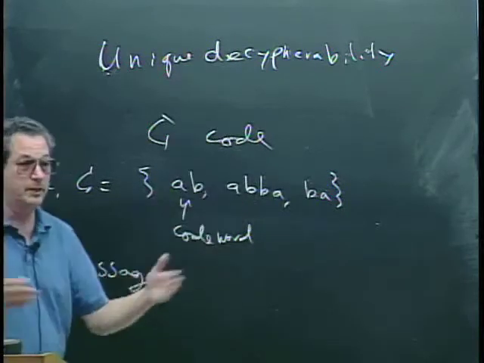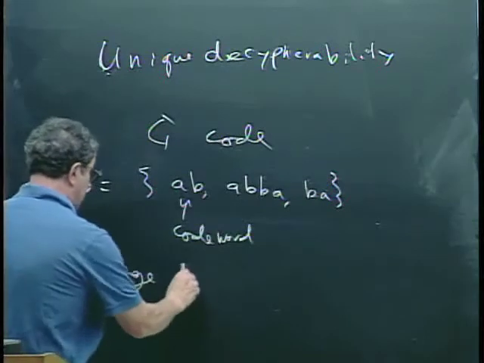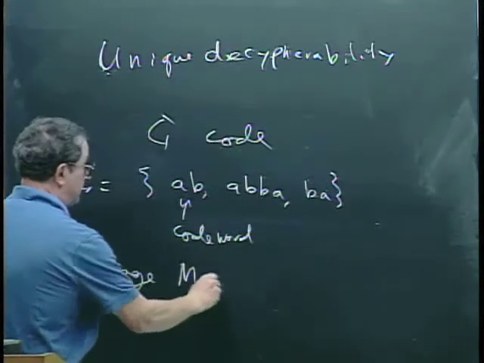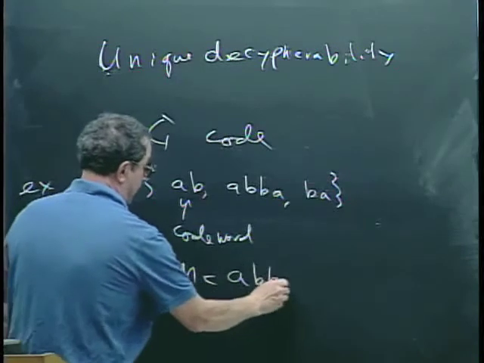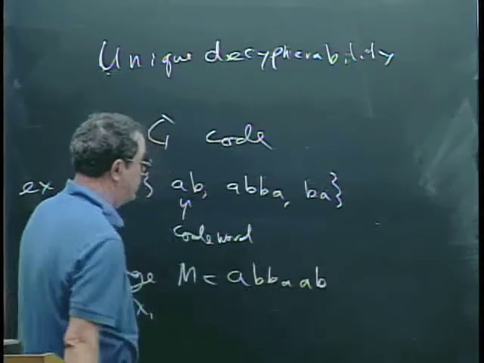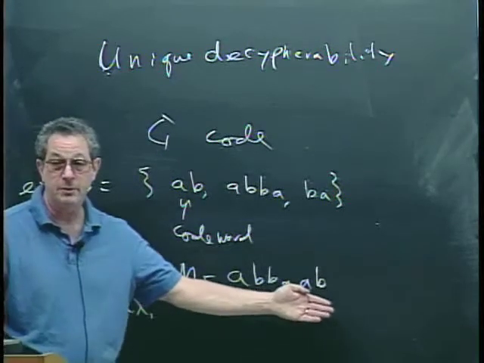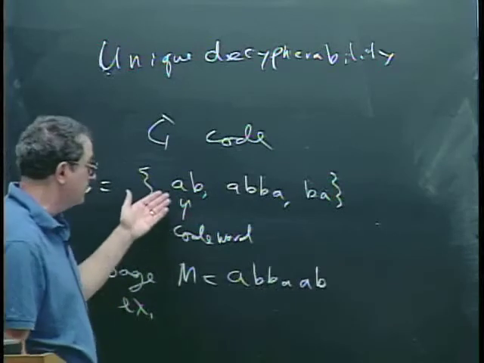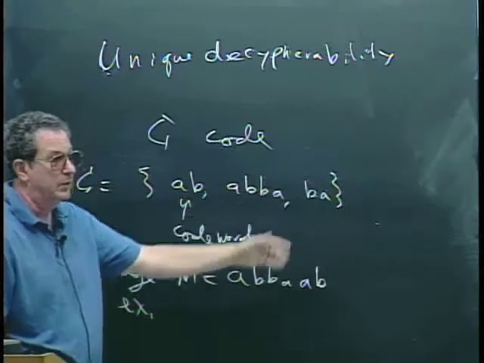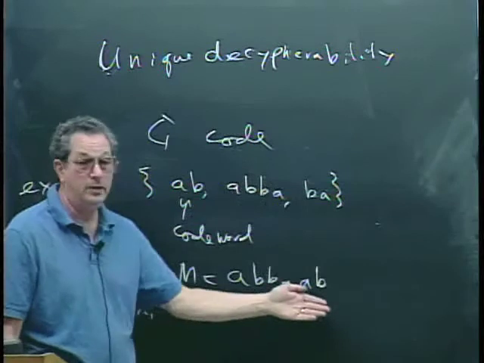So there's no bound on the length of them. So for example, M equals ABBA, AB. There's a message. And the message is either uniquely decipherable, meaning that there's only one way to parse it in terms of the code words, or the message is not uniquely decipherable.